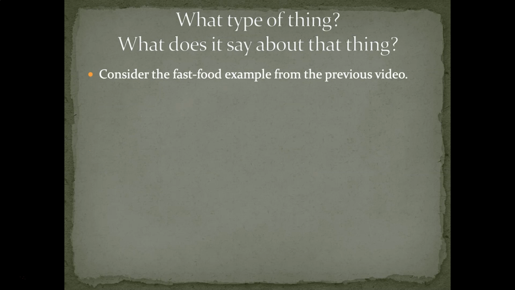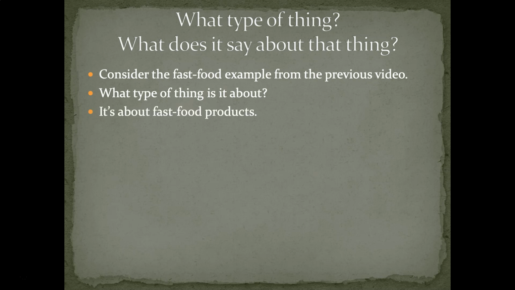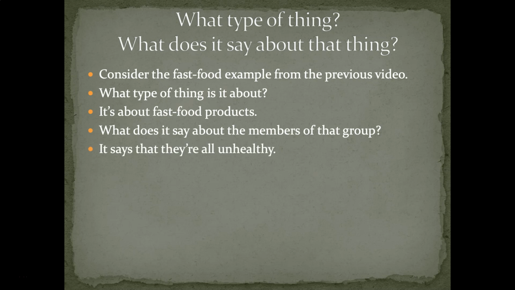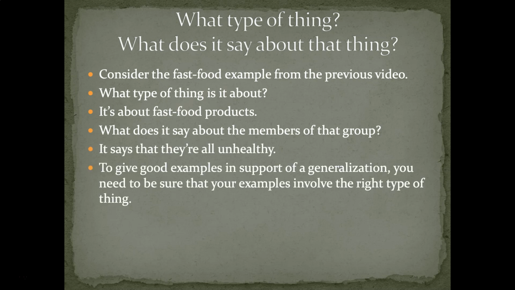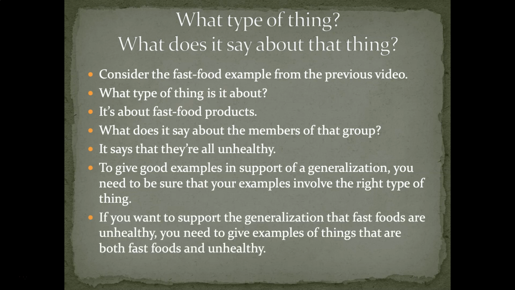Consider the fast food example from the previous video. So, what type of thing is it about? It's about fast food products. But what does it say about the members of that group? It says that they're all unhealthy. So, to give good examples in support of a generalization, you need to be sure that your examples involve the right types of things. If you want to support the generalization that fast foods are unhealthy, you need to give examples of things that are both fast foods and unhealthy.